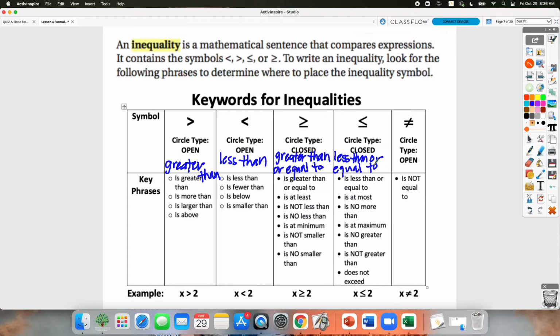And this is another one where we would have a closed circle on the number line. If x is less than or equal to 2, that means it could be 2 or anything lower. So there would be a closed circle on that 2. And then this is a symbol that you might not have seen before. All this means is not equal to. So if I had x is not equal to 2, then that means x can literally be any number in the world except for 2. So we would have an open circle on 2, and everything else on our number line would be shaded.